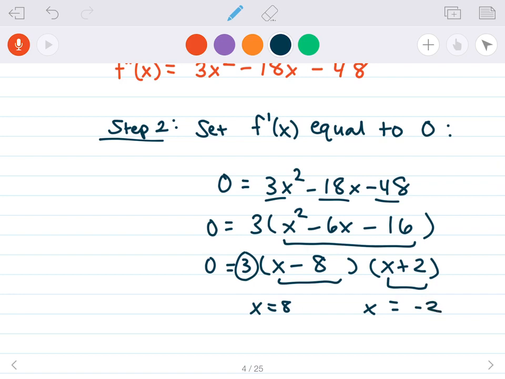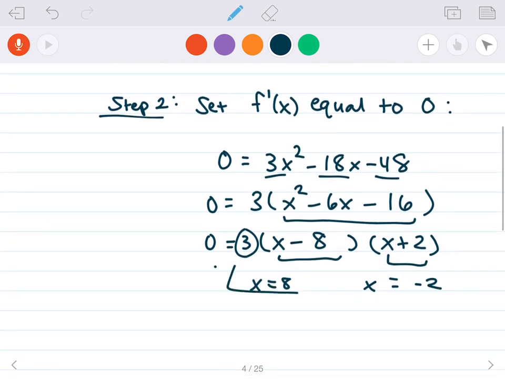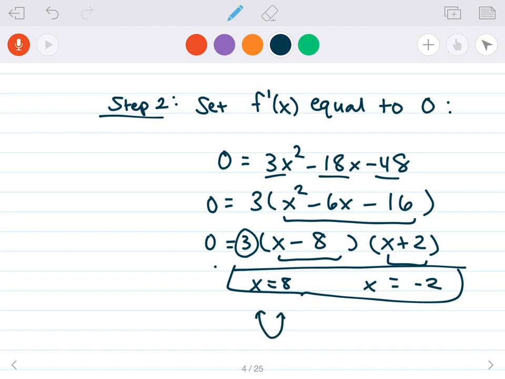Okay, so this is my step 2. I found the x values where the derivative was 0. So that means we're going to have these humps at x equals 8 and negative 2. Right, so we're either going to have something looking like that at 8, or maybe it looks like this, because the derivative is 0. So now we need to see what does it look like. And to do that, we look on the left and the right side of these points.